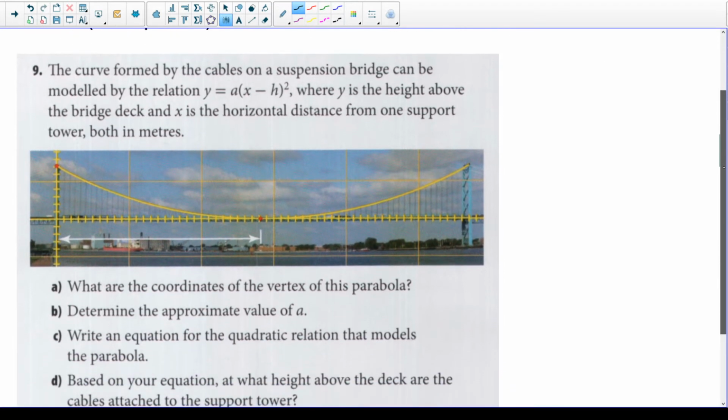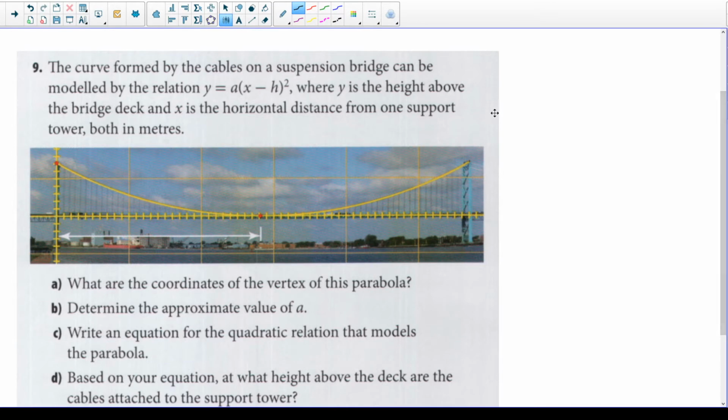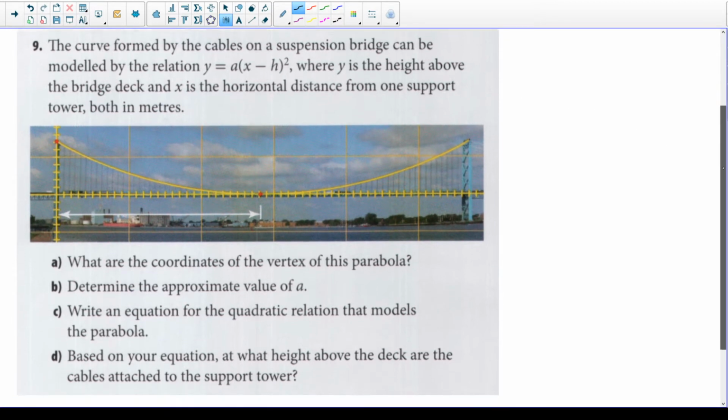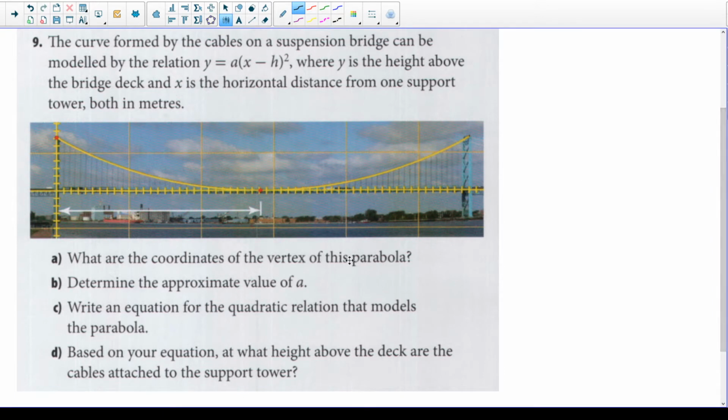It says, the curve formed by the cables on a suspension bridge can be modeled by the relation y is equal to a times (x minus h) squared, where y is the height above the bridge deck and x is the horizontal distance from one support tower, both in meters. So, first thing it says is, what is the vertex of this parabola?